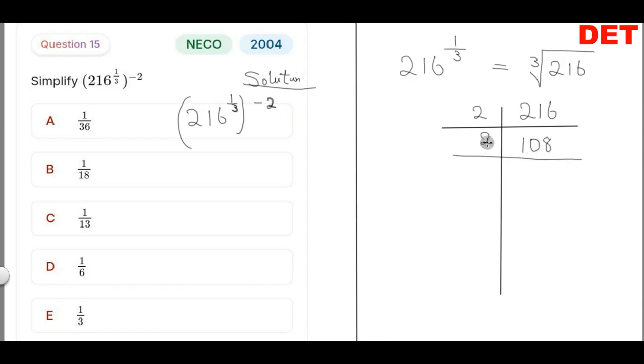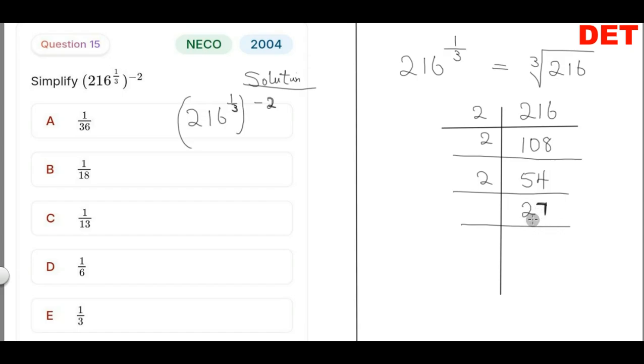108 divided by 2 will give me 54. What else can still go? 2 can still go. 54 divided by 2 will give me 27. Can 2 divide this number again? No, because it ends with an odd number. So 2 cannot divide this number.